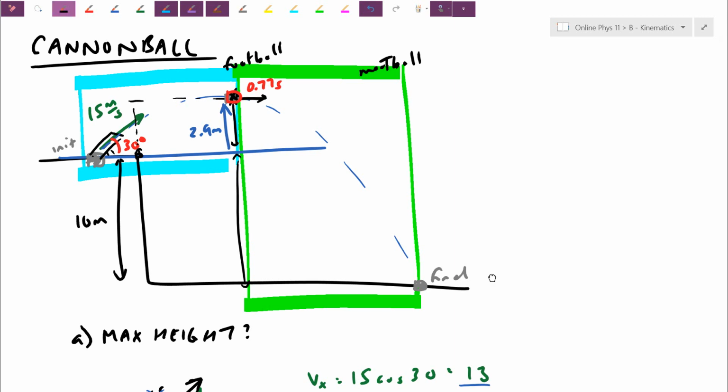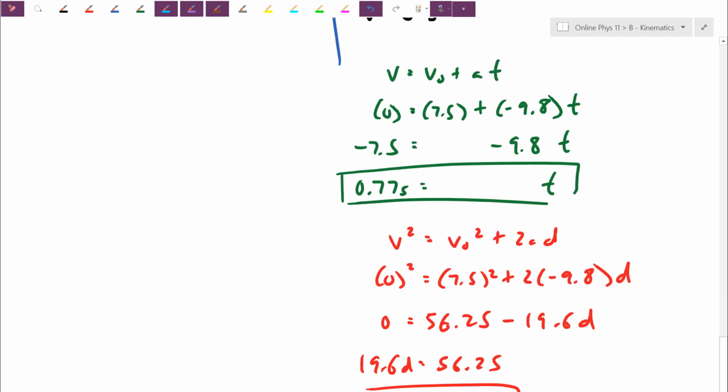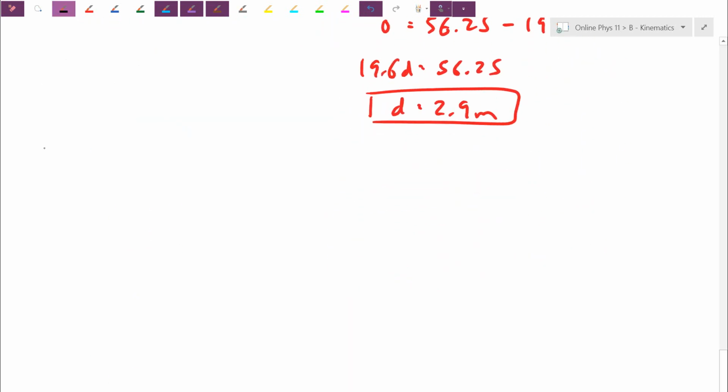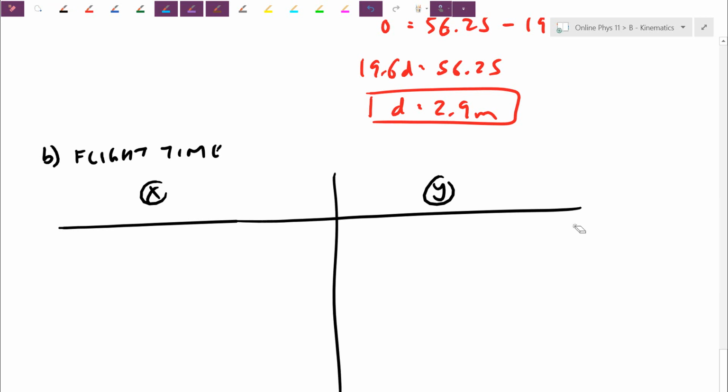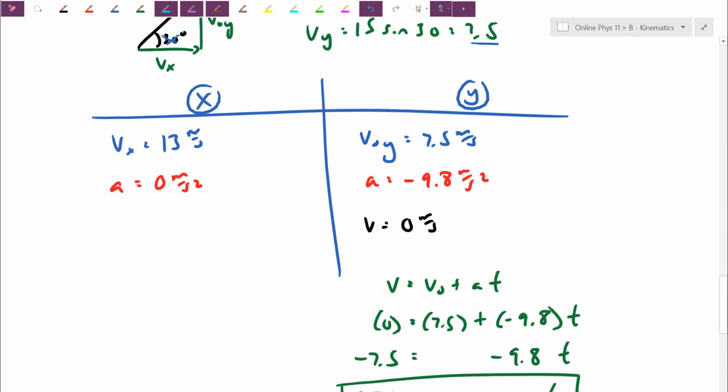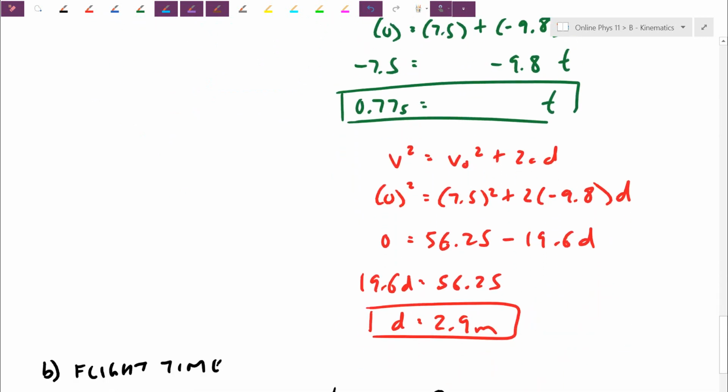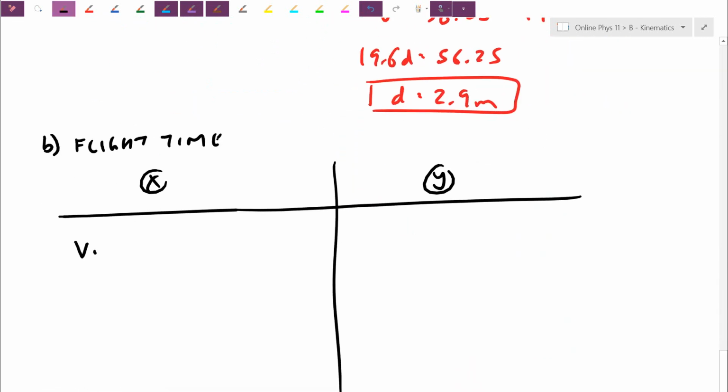So in that case, let's again label some of these variables. Let's do the total hang time, or the total flight time. Lots of the numbers haven't changed. So we have X and we have Y. In terms of the X direction, because my initial is still my cannonball launching, my X is still going to be 13. My Y is still going to be 7.5. That was just upon breaking up the diagonal.